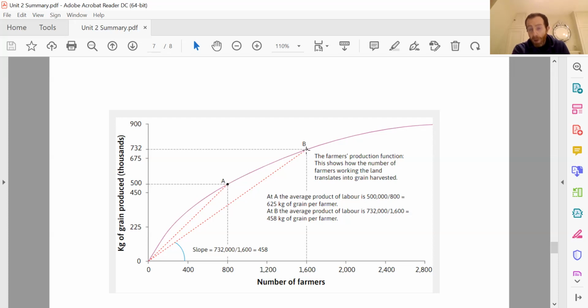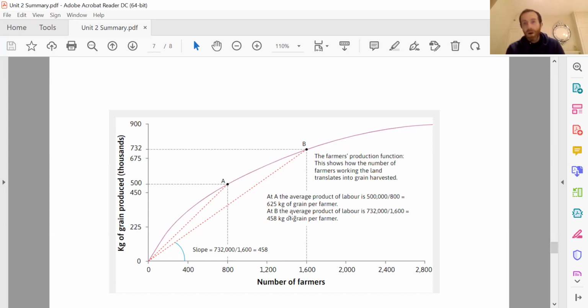But if we go higher up to point B, where now we've doubled the number of farmers, we're now getting 732,000 kilograms of grain. So if we work out the average product per farmer, the average amount of grain per farmer, we do 732,000 over 1,600, and we see it's 458 kilograms of grain per farmer. So this is supposed to show us that if we have a fixed amount of land and we add more and more farmers to it, yes, the output will increase, but as we get to higher and higher numbers of farmers, that extra bit of output every farmer is getting smaller and smaller and smaller.